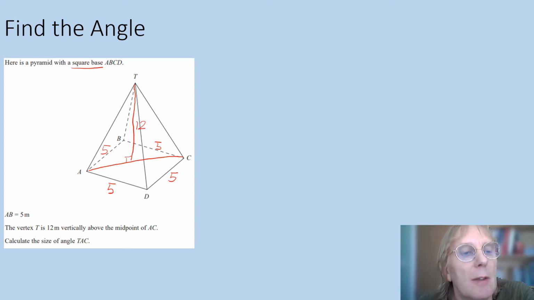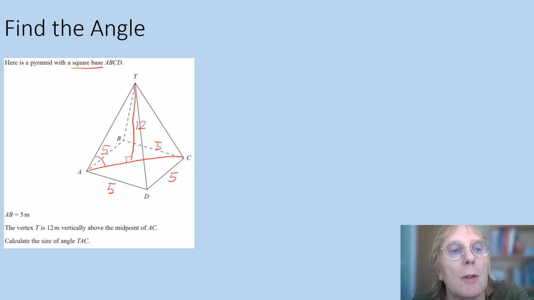So it says calculate the size of the angle TAC. Well, TAC is going to give me that angle there. So typically on these sort of questions, you've got to do something before you can do something else. So the first thing we're going to think is, well, if I need that angle, I'm going to use trigonometry. If I'm using trigonometry, I need to know two sides of a triangle. I've only got one. I've got the height of 12, but these fives are all about the base of the pyramid. They're not to do with anything on that particular triangle there.